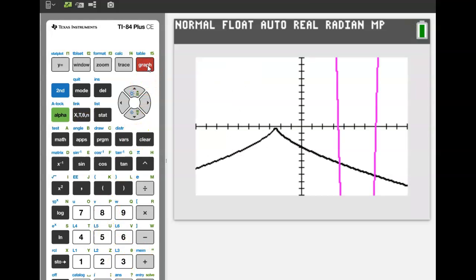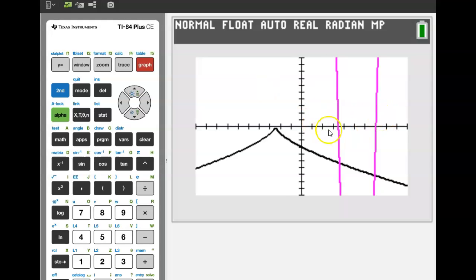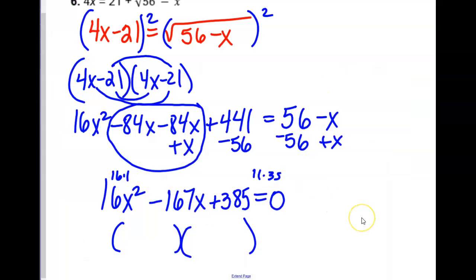Because if I can find one of the zeros, I should be able to factor. Oh, right there. 1, 2, 3, 4, 5, 6, 7. I think 7 is a zero. So, what's 385 divided by 7? So, x and 7. So then we'd have a 16x to make a 16x squared. And 385 what?